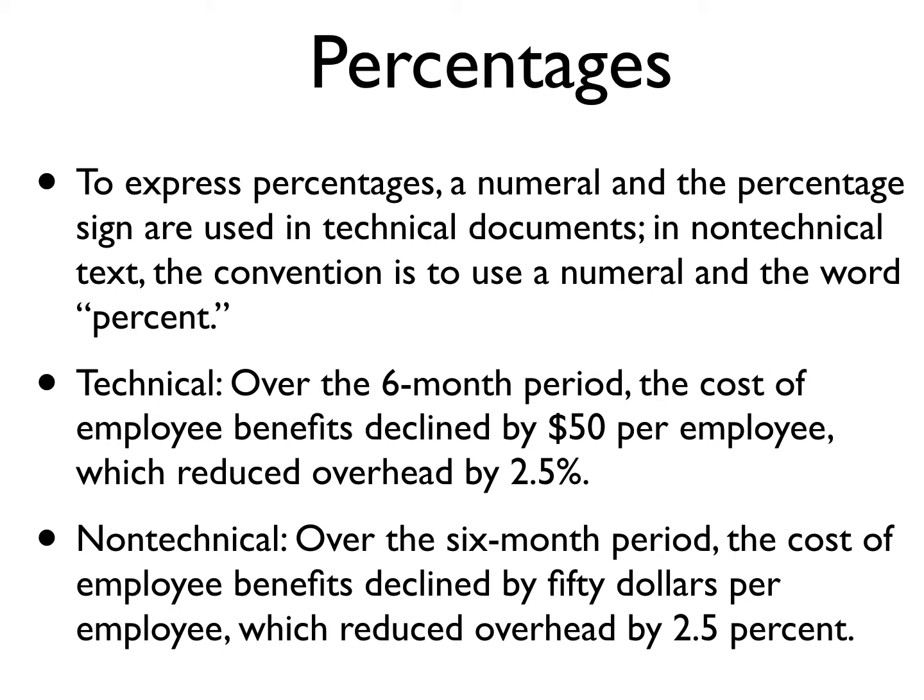In a technical document, you might use the numeral for 6 in 6-month period. And you would use the $50 sign, and then you would use the 2.5%. But in a non-technical document, you would be far more likely to spell out six-month and fifty dollars and to use the word percent as opposed to the symbol.